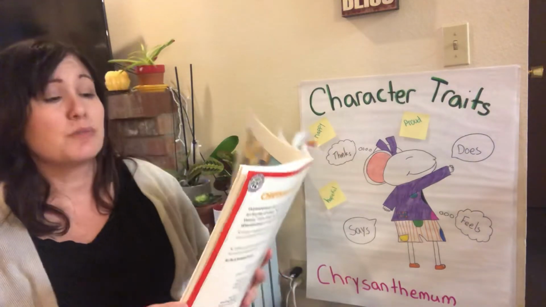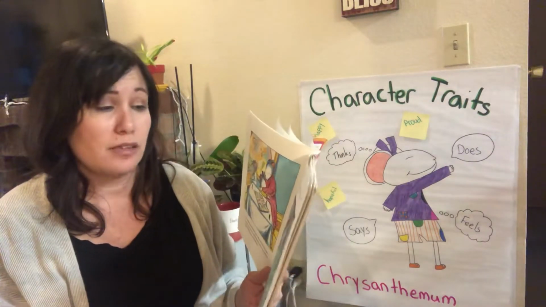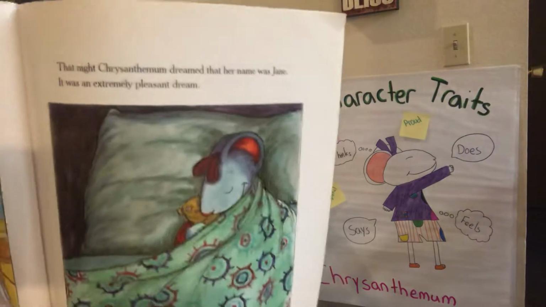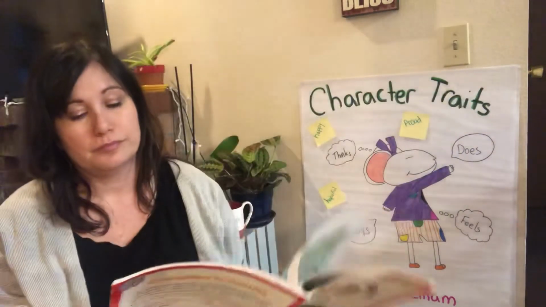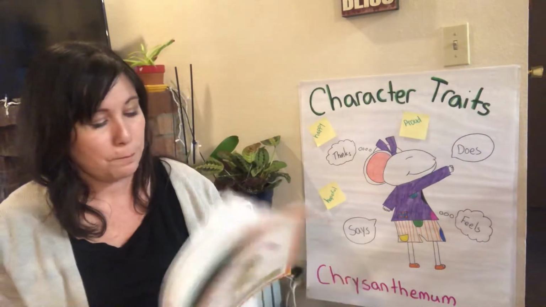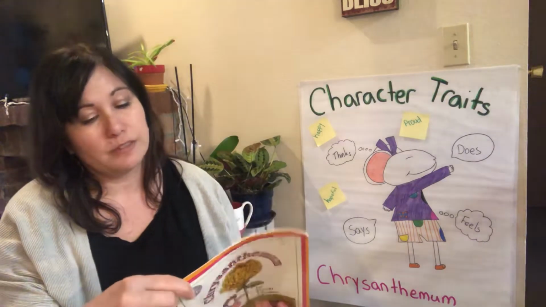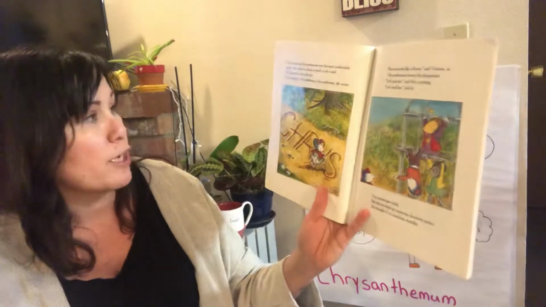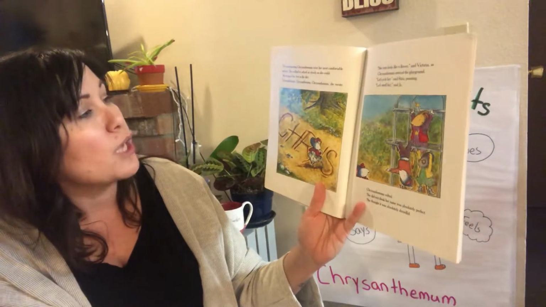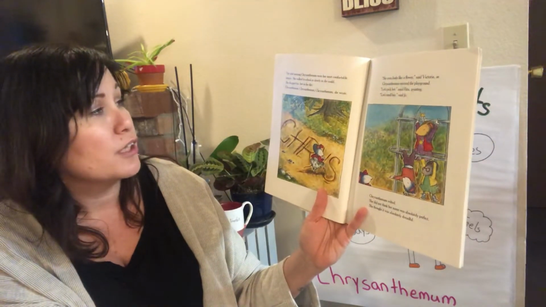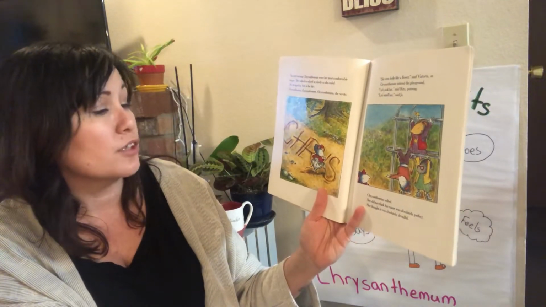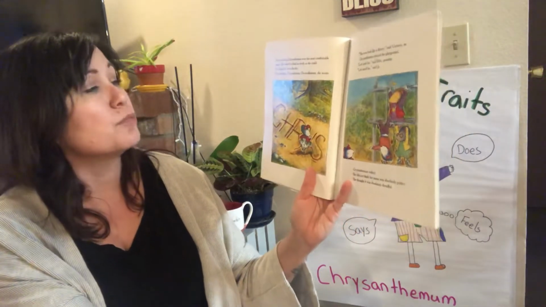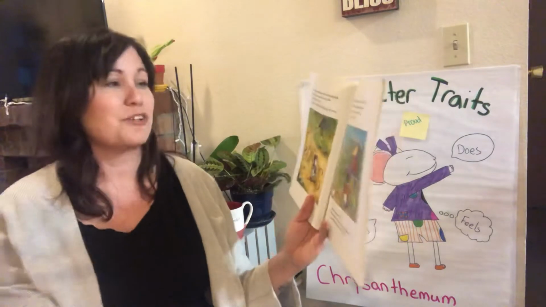That night, Chrysanthemum dreamed that her name was Jane. It was an extraordinarily pleasant dream. The next morning, Chrysanthemum wore her most comfortable jumper, another name for a sweater. She walked to school as slowly as she could. She dragged her feet in the dirt. "Chrysanthemum, Chrysanthemum, Chrysanthemum," she wrote.